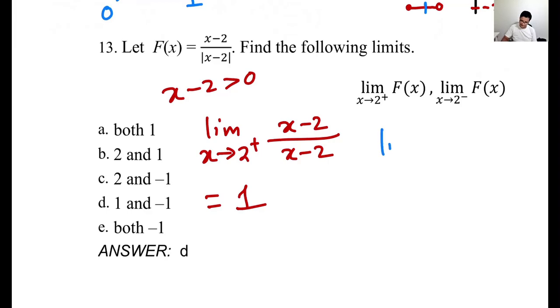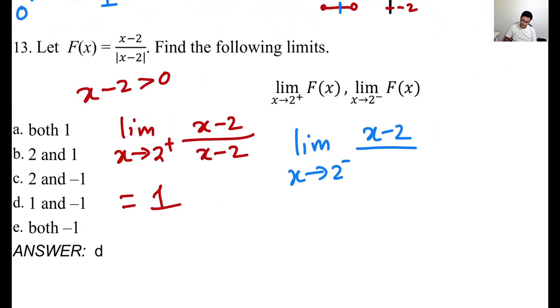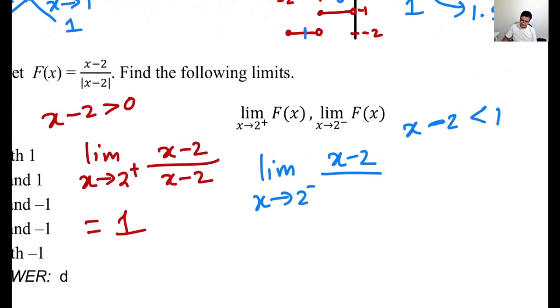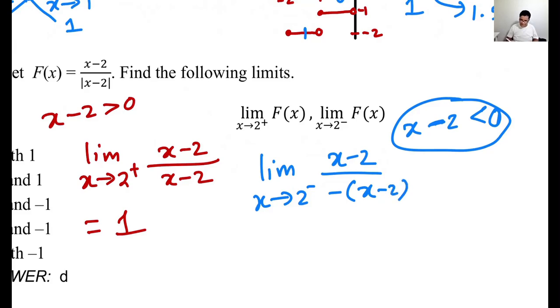But if we approach from the left side, now x minus 2 is less than 0. x minus 2 is negative. If x minus 2 is negative, the absolute value of x minus 2 will have to be the negative of x minus 2.